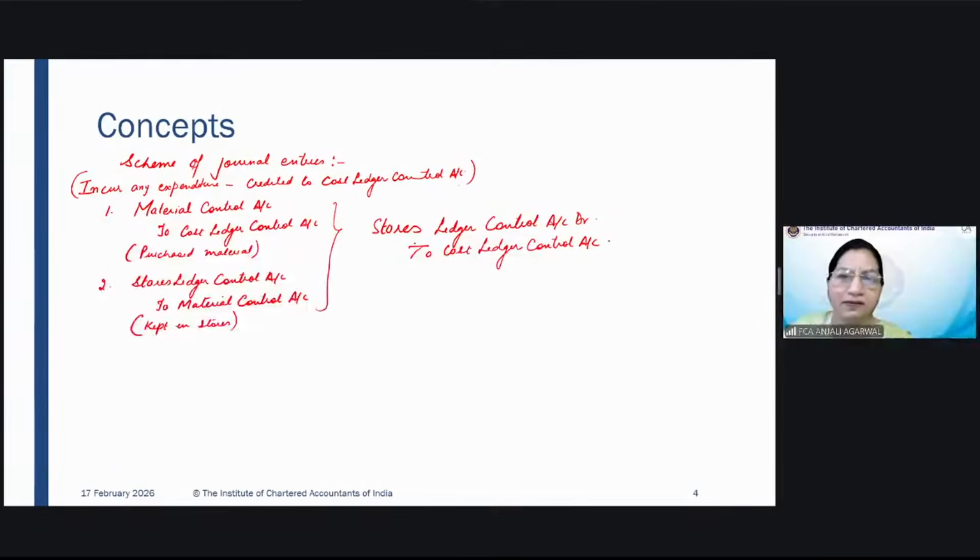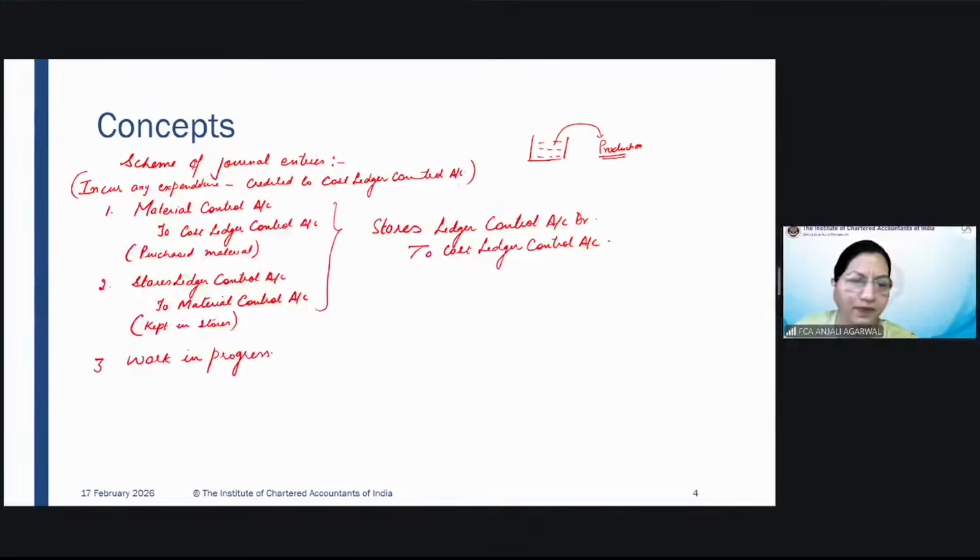Once this is done, now just imagine that there is a warehouse and raw material is kept here. What will happen to this raw material which is kept here? This should go to the production. So what do you think should be the entry when this moves to the production? The third entry is work in progress account debit.